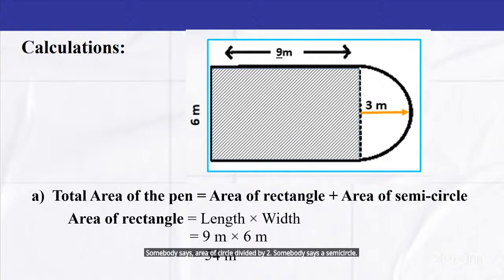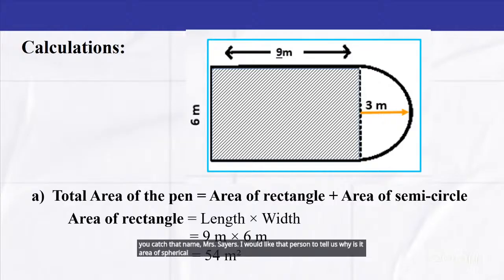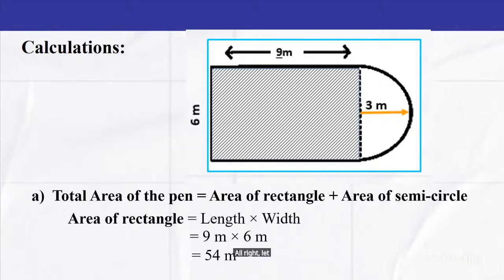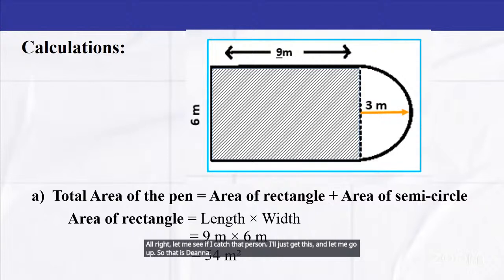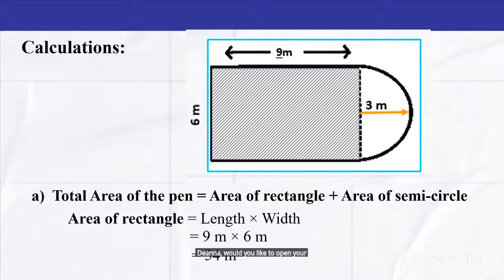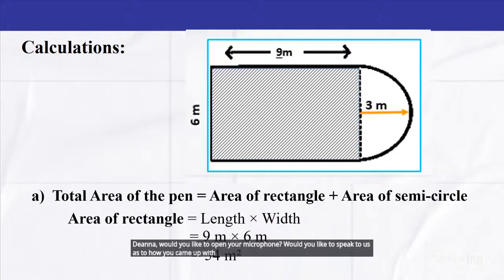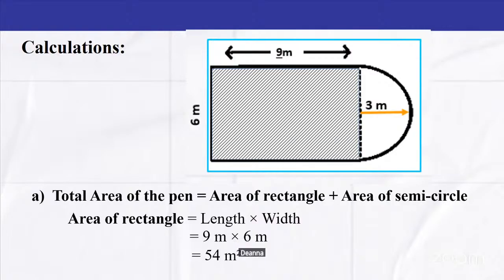All right, the person who says area of a circle divided by 2, I don't know if you catch that name, Mrs. Sears. I would like that person to tell us why is it area of circle divided by 2? Let me see if I catch that person. Just give me a second. So that is Deanna. Deanna, would you like to open your microphone? Would you like to speak to us as to how you came up with that? All right, I'll unmute you, Deanna, so that you can share with us.